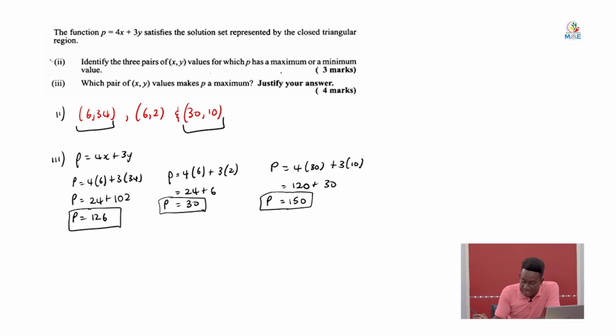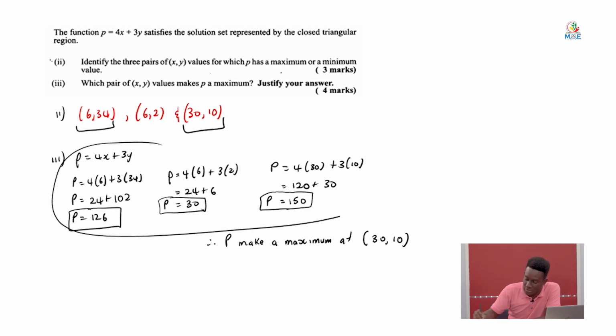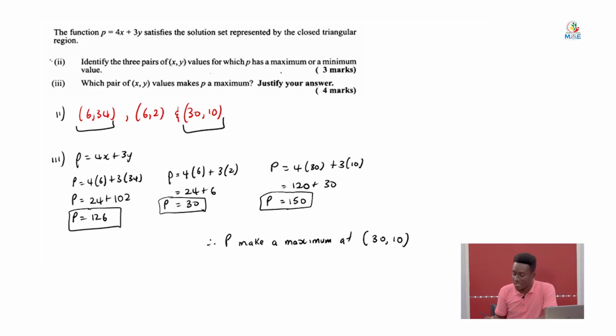So you can say, therefore, P makes a maximum at 30, 10. Our justification is the substitution here. So P makes a maximum at 30, 10.